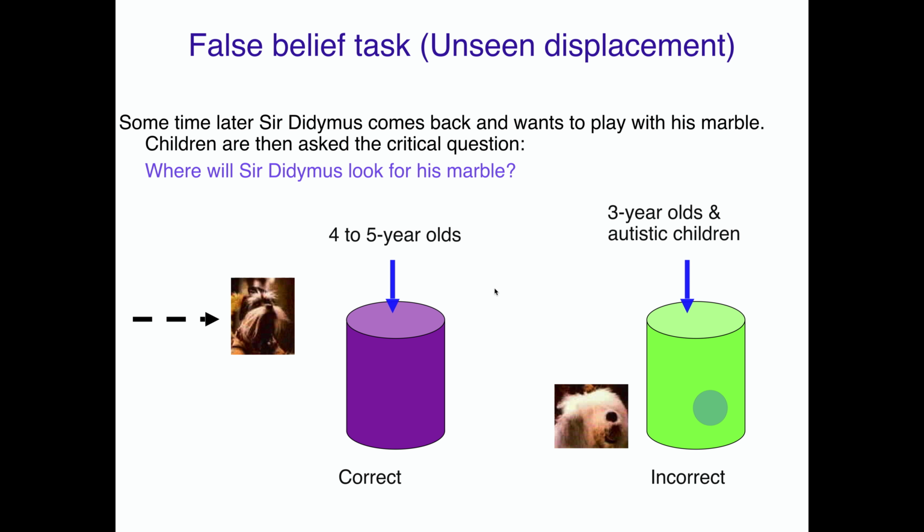And so it turns out that 4 and 5-year-olds and adults typically will say, oh yeah, he's going to look where he saw it last, which was the purple bin. But 3-year-olds and many autistic children, high-functioning autistic children, will say no. He's going to look here where it actually is, where it seems like they don't have the ability to represent in some way this false belief, again as assessed by this particular false belief task.